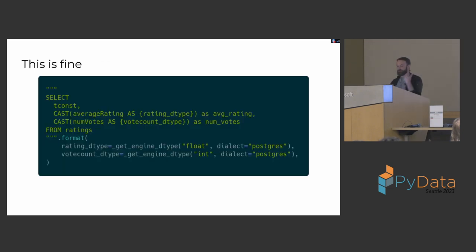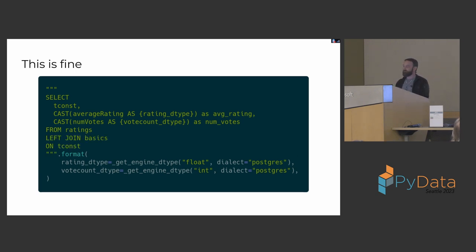This simple query we started with, this is fine. Realistically, this is just casting some data. So what do we want to do? We want to join it to the actual titles of the movies. This is IMDb data, so of course, you join it to the movie titles. This is also fine. This is totally reasonable.